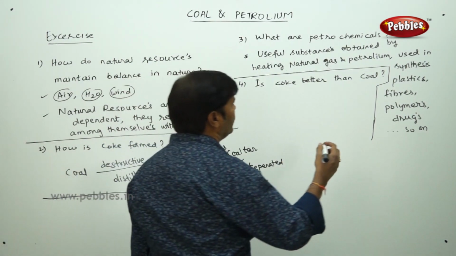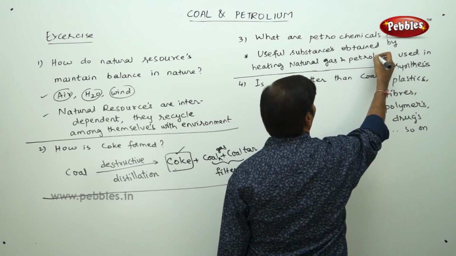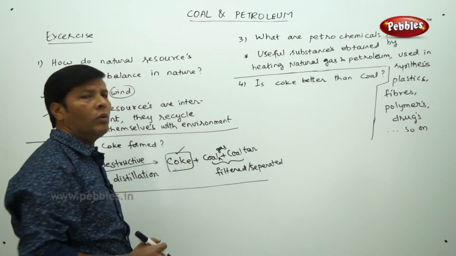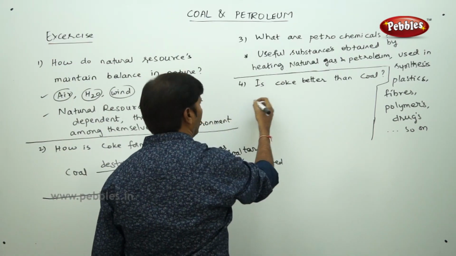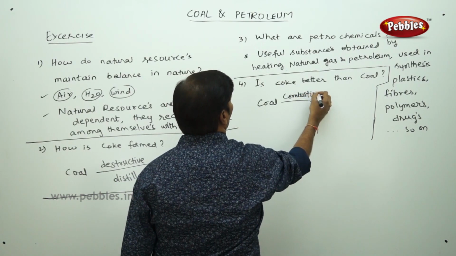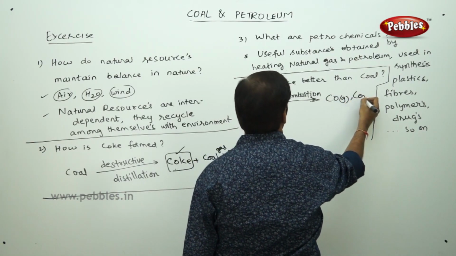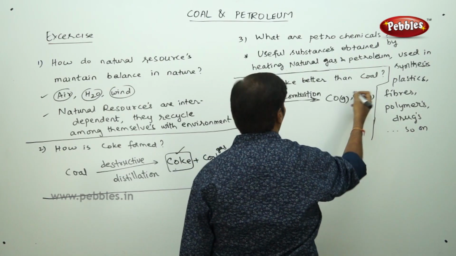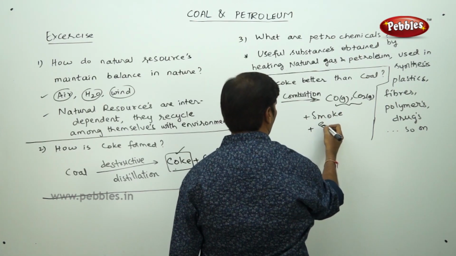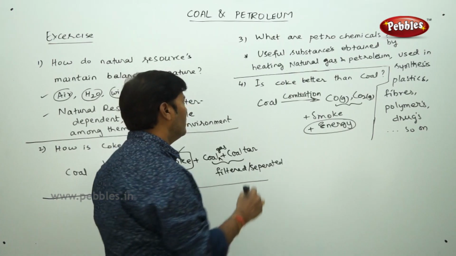So here the last part of the question, that is, is coke better than coal? Yes, because coal, when it is subjected to combustion, gives of course carbon monoxide and carbon dioxide also, and along with these two gases it gives smoke, and it gives energy also, calorific energy. Sufficient amount of energy is also released, but this energy compared to the coke is very less. So this is about coal.